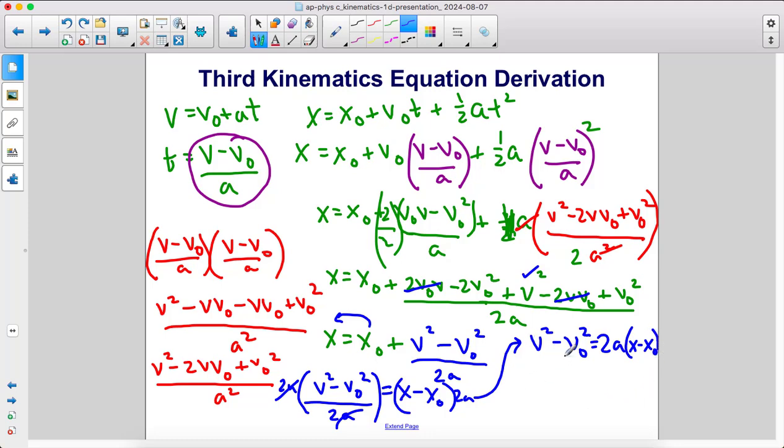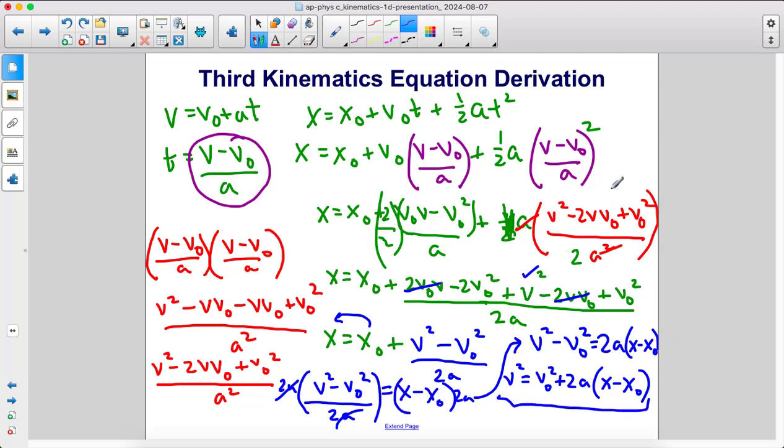Finally, I'm going to add v naught squared to both sides, plus 2a x minus x naught. Whew! Done. This is the third kinematics equation.